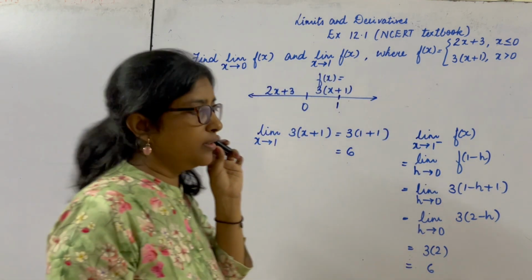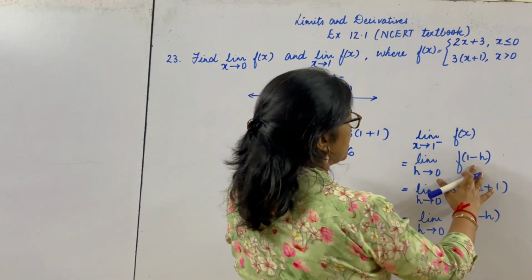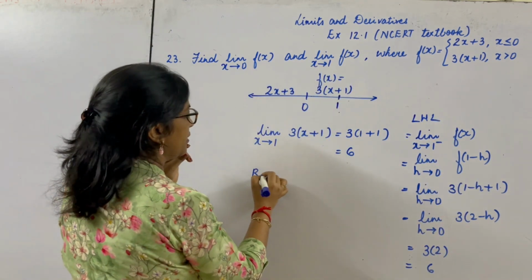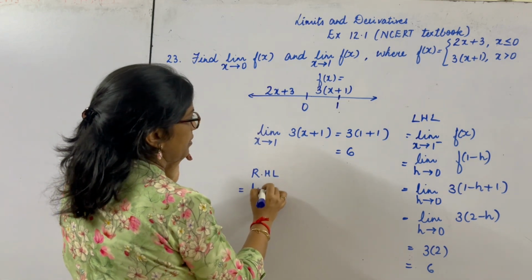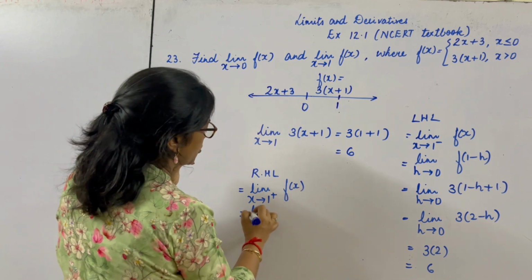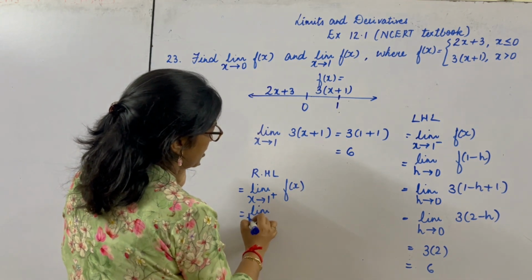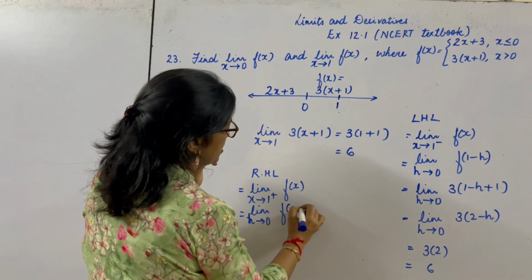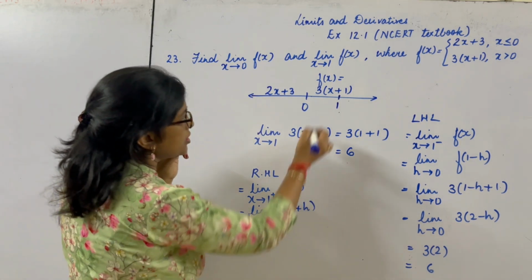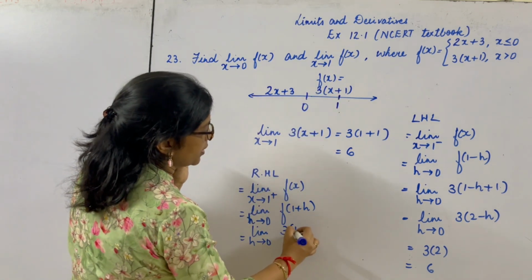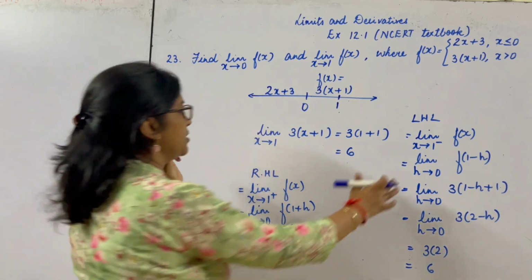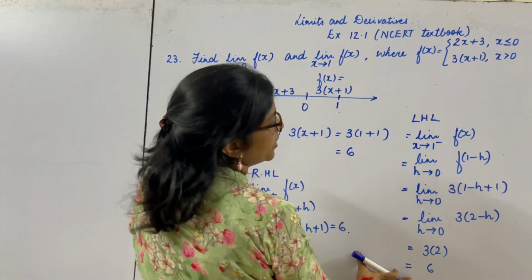And in the same way you can find the right hand limit by taking 1 plus h. The right hand limit is x tends to 1 plus of f(x), and here we are supposed to find for h tends to 0 if you take 1 plus h. And instead of x now we have to substitute 1 plus h. Simplify, you will again get it to be 6. The left hand limit is equal to the right hand limit, so the limiting value is 6.